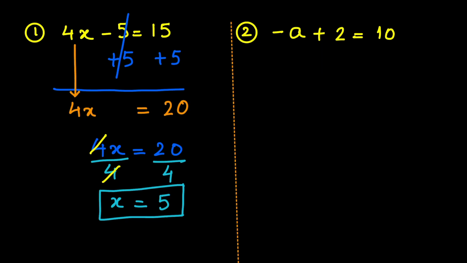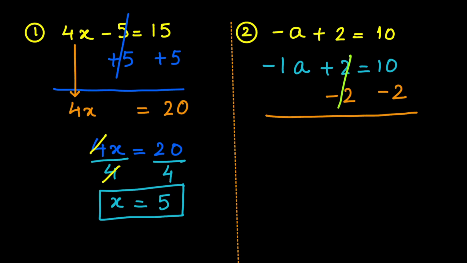Example 2, minus a plus 2 equals 10. Here the variable is a and we do not see any number, but we just see the sign. So how do we write this? When no number is written, we put 1 so that we can understand the two steps. So first we rewrite the equation by writing 1, making it minus 1a plus 2 equals 10. Now using the two steps method, plus 2 is there, so we subtract 2 on both sides.